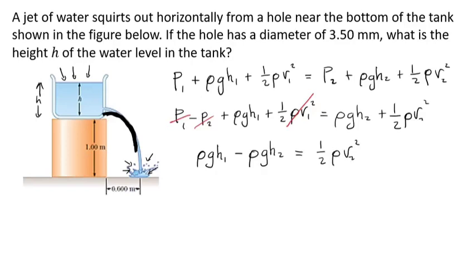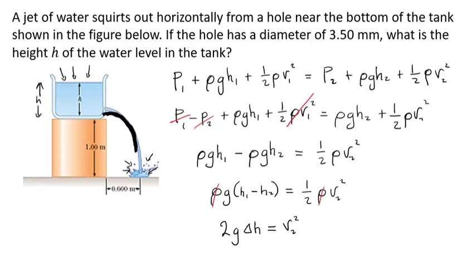v2 squared. If I factor out rho and g here, I'll have rho g, open bracket, h1 minus h2, all equal to half rho v2 squared. Density cancels on both sides, so rho cancels. If I multiply the entire equation by 2, I'll have 2g, h1 minus h2, which is simply the change in h, equals v2 squared.